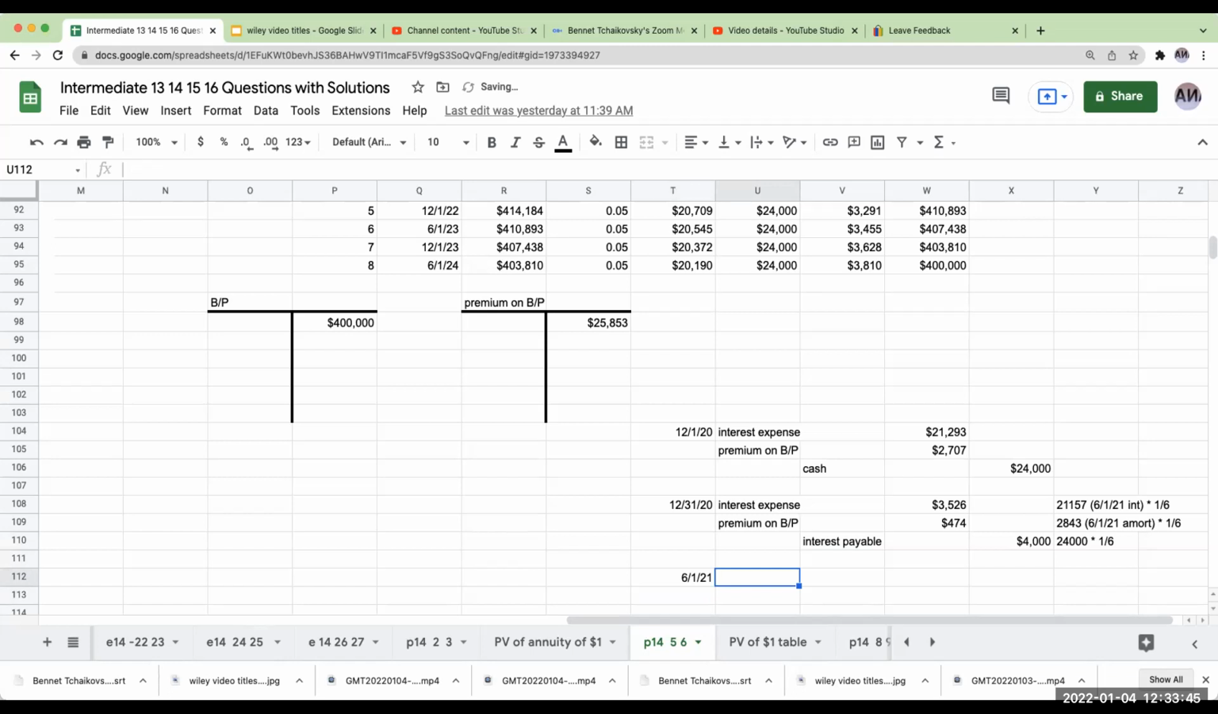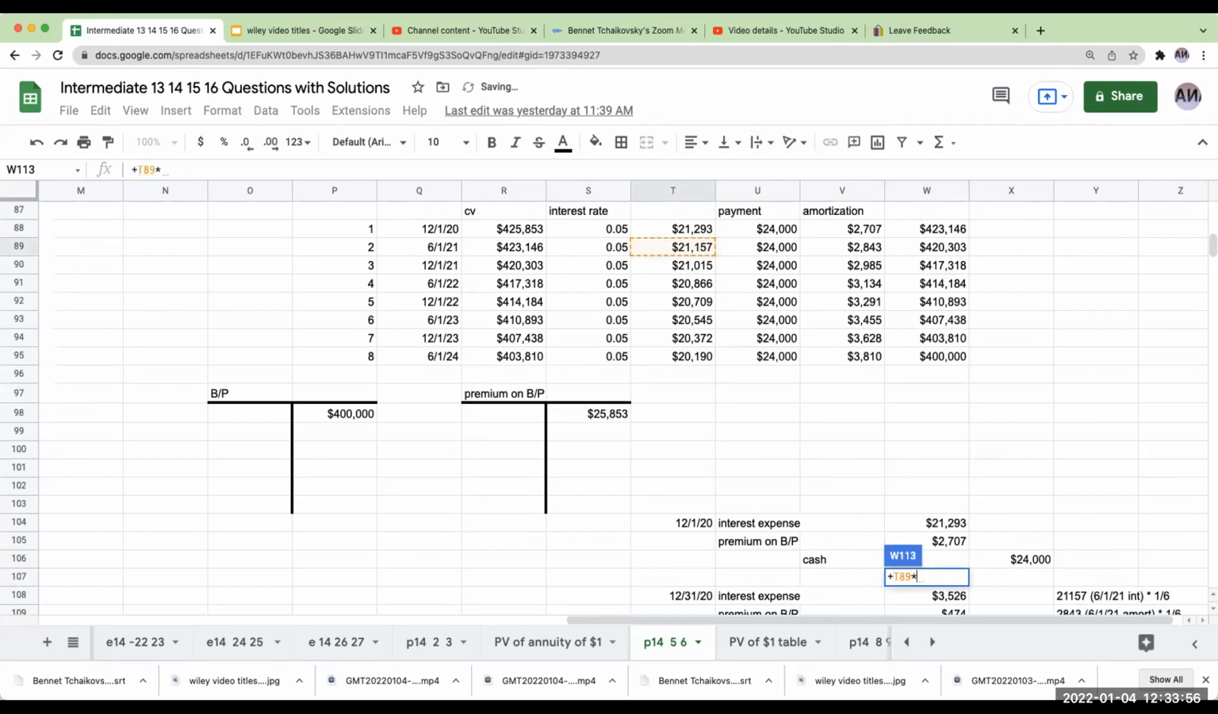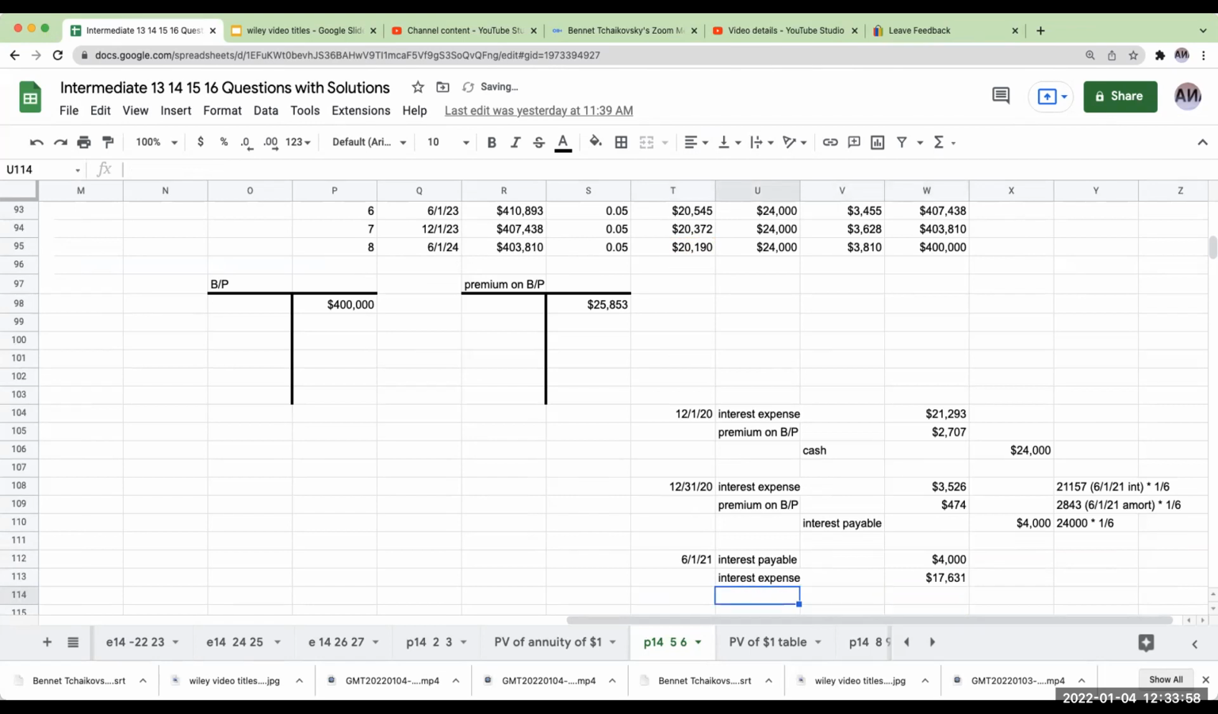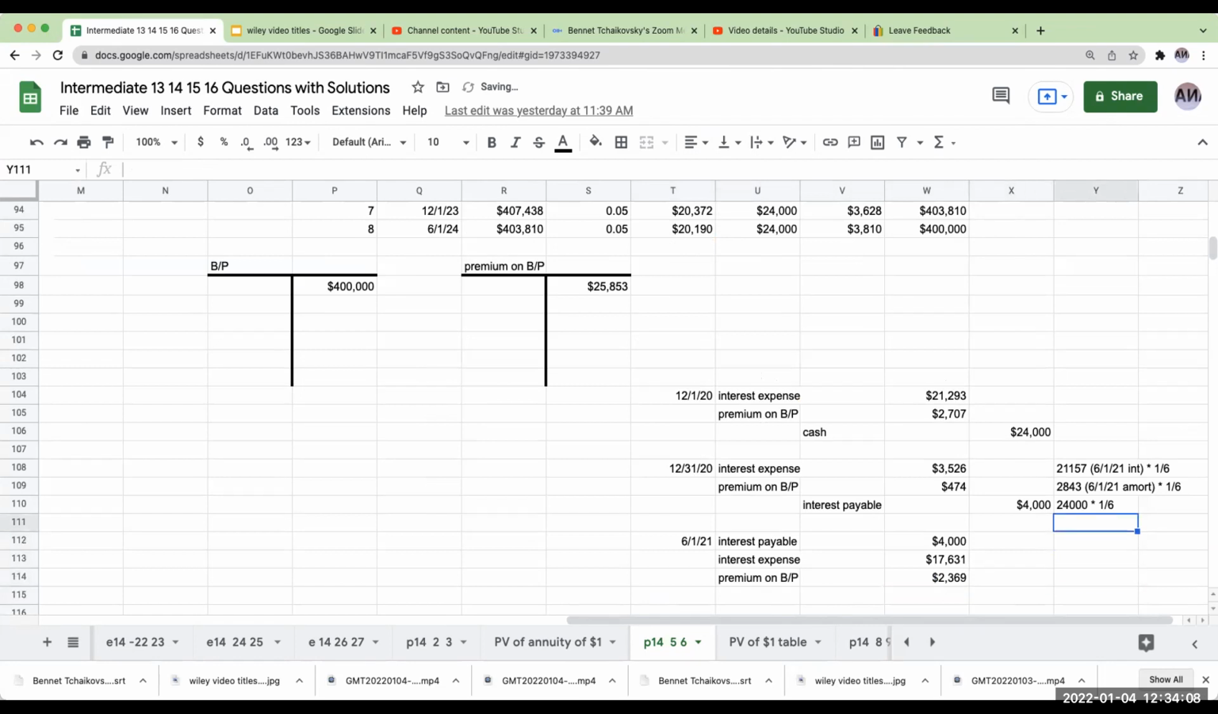So what happens here? I've got interest payable of 4,000. My interest expense is going to be 21,157 times 5/6. My premium on bonds payable is going to be 2,843 times 5/6. So this is 21,157 times 5/6. Why is it 5/6? Because I've already recognized the sixth of interest on 12/31/20.